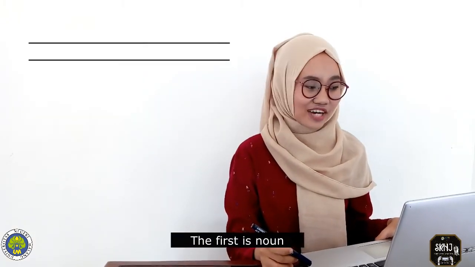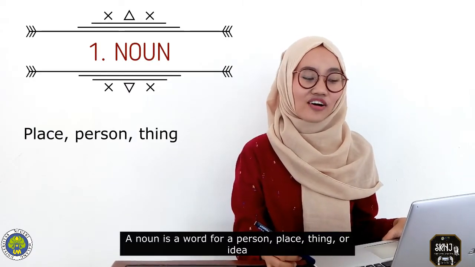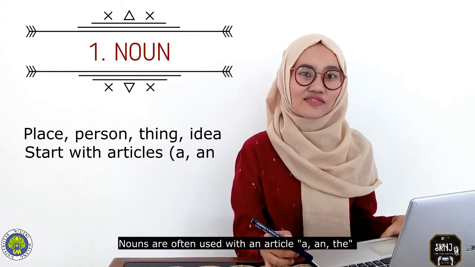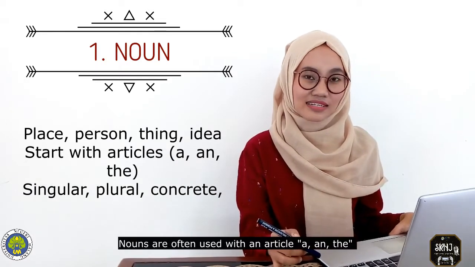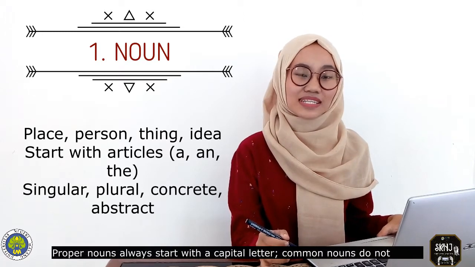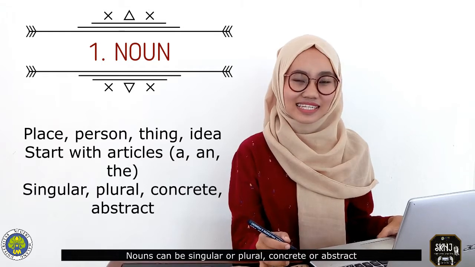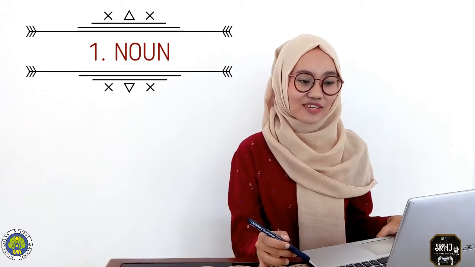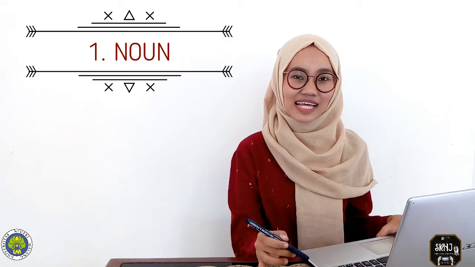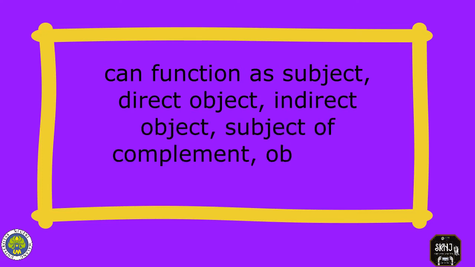The first is noun. A noun is a word for a person, place, thing, or idea. Nouns are often used with an article: a, an, the. Proper nouns always start with a capital letter, but common nouns don't. Nouns can be singular or plural, concrete or abstract. Nouns can function in different roles within a sentence. For example, a noun can be a subject, direct object, indirect object, subject complement, or object of a preposition.